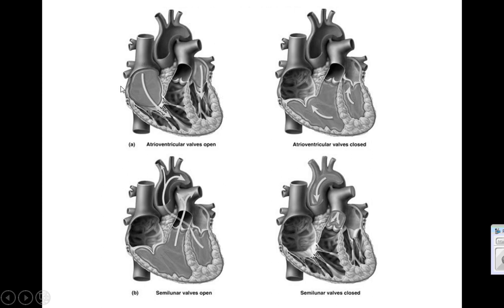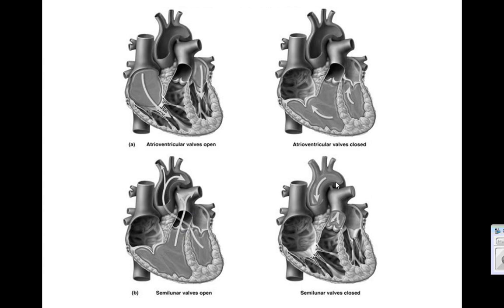Here, in letter A, the AV valves are open in both the right and left sides, allowing blood to flow from our right atrium and left atrium into the ventricles. They then close, and they prevent the blood from going backwards. Then the ventricles contract and eject the blood out of the heart into the aorta and the pulmonary trunk. So that means the semilunar valves must be open, and then they close once the blood has left the heart.